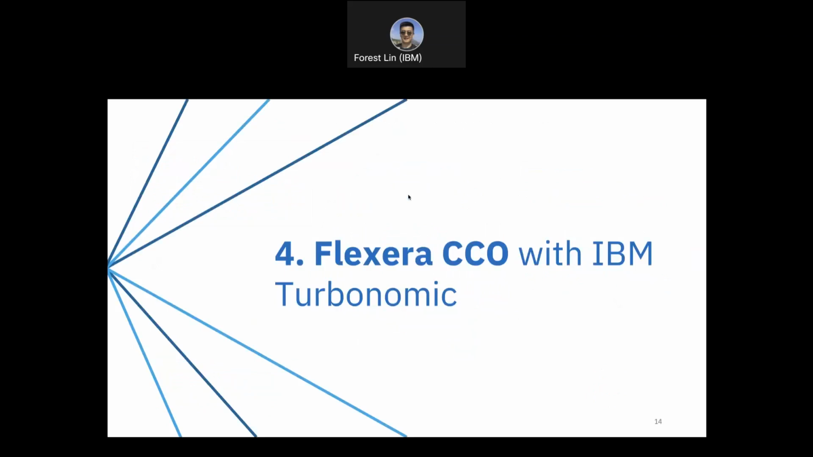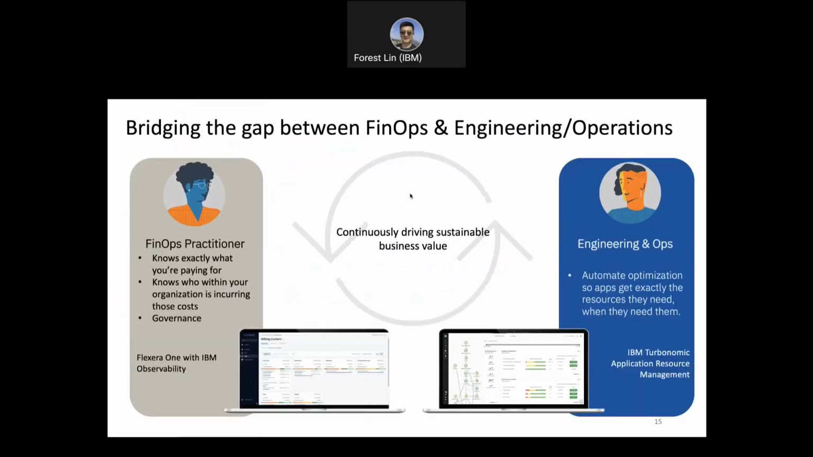Okay, section 4 is Flexera CCO with IBM Turbonomic. Let's see how IBM Turbonomic and other tools enable the automation for the Flexera CCO. This diagram shows, from the business perspective, the FinOps practitioner on the left side using Flexera One, and on the right side the IBM Turbonomic practitioner, the engineer on the operations team doing the automation. How can they work together to continuously drive sustainable business value?